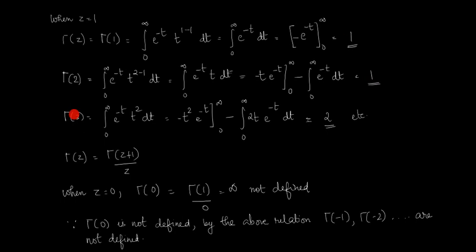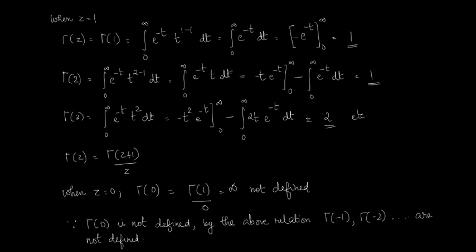Gamma of 3 you can compute in the same way. You can do the integration. Just check for yourselves. You will end up with a 2. So we have a relation connecting gamma of z and gamma of z plus 1: gamma of z is gamma of z plus 1 by z.